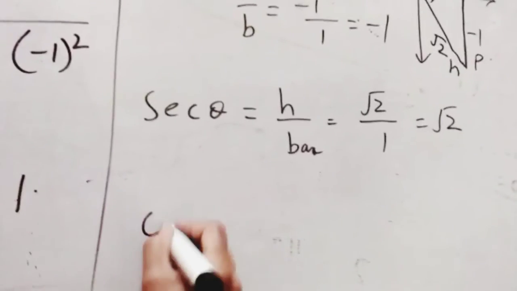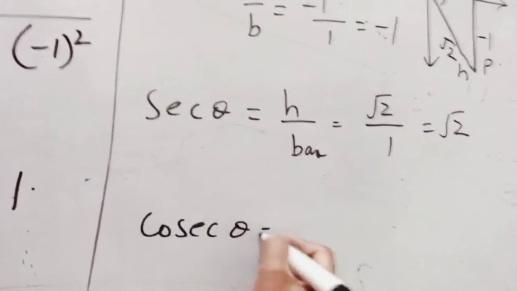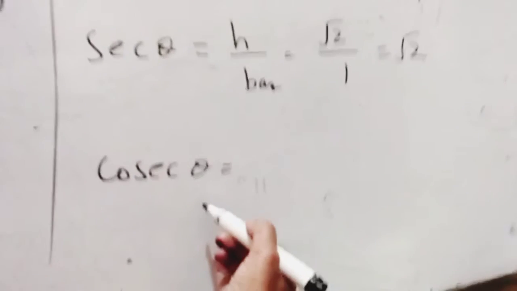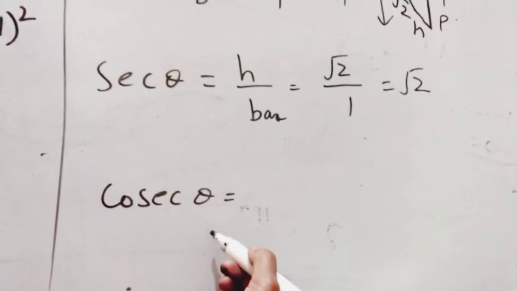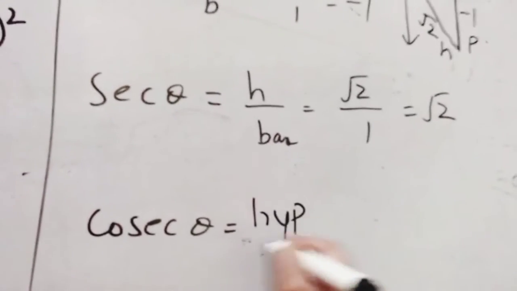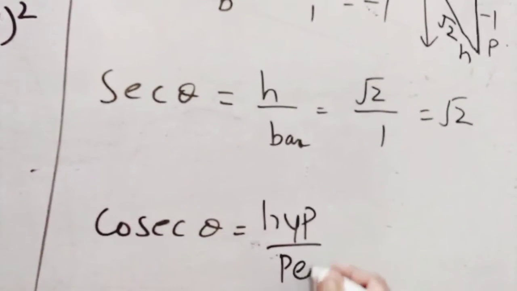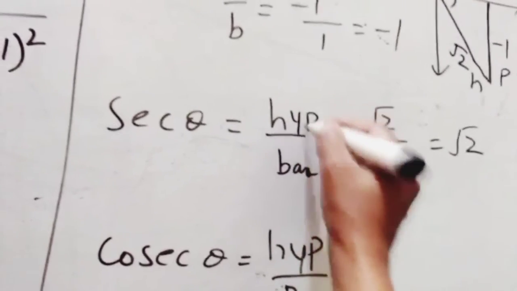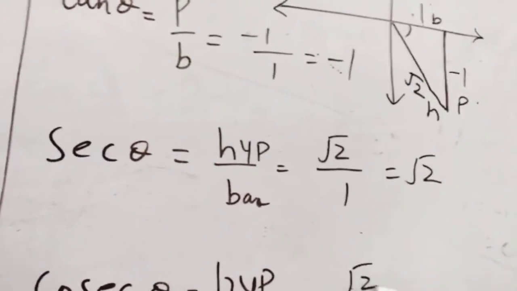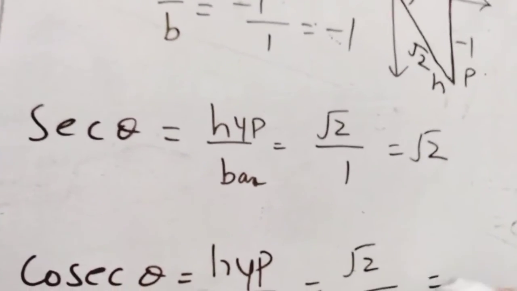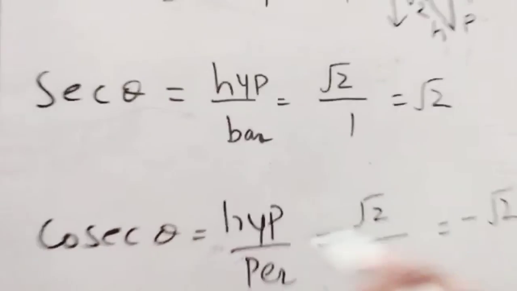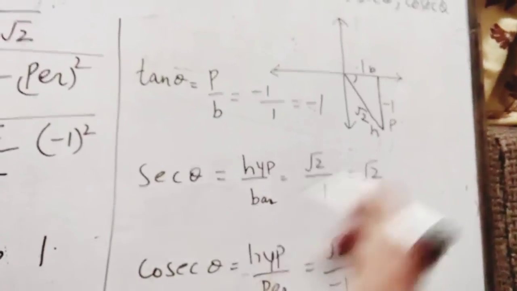And the third one is cosecant theta. Cosecant is the reciprocal of sine. Sine is perpendicular over hypotenuse, so we write hypotenuse by perpendicular. Hypotenuse is under root 2 and perpendicular is minus 1, so it is minus under root 2. So these are the required three trigonometric ratios, and this is the figure of this question.